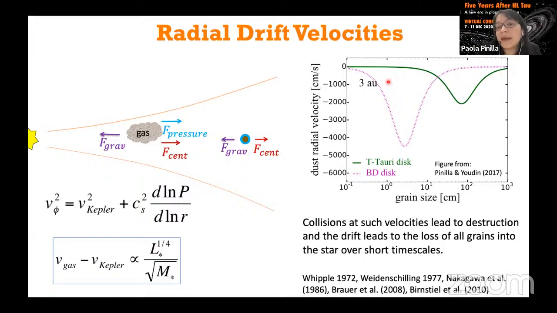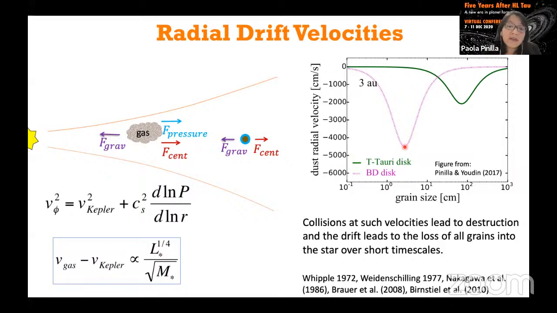Now, the same kind of plot is here for a brown dwarf disk. And you see the same behavior, it's only that these disks are less dense, so smaller particles decouple. And the drift velocities are much higher because of this relation that I mentioned before. And they can be double that amount.